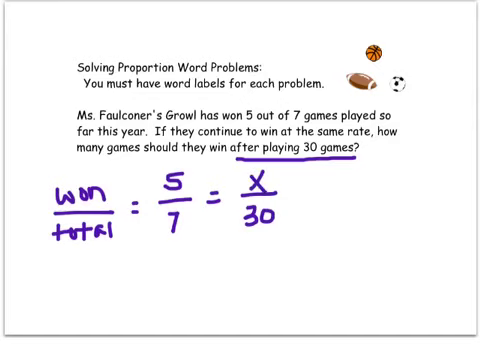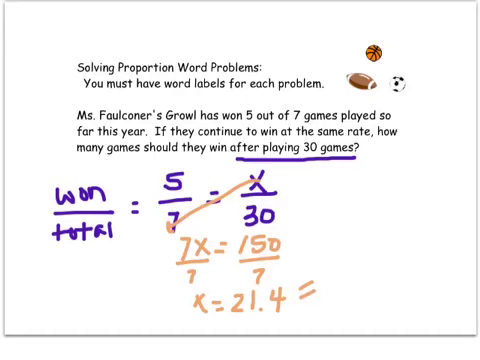Alrighty, so now we're going to cross multiply. 7x equals 150. One-step equation. Divide both sides by 7. I get x equals 21.4. Can I win 0.4 of a game?